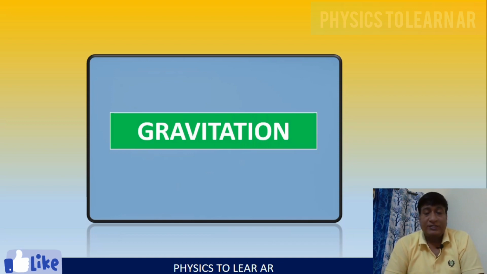So in the previous classes we discussed gravitation in three videos, part 1, part 2 and part 3. In this class we are going to discuss the concept of the gravitational constant by determining it through the Cavendish experiment, and then the characteristics of the gravitational constant and acceleration due to gravity, and the relation between small g and capital G, which we are going to discuss.